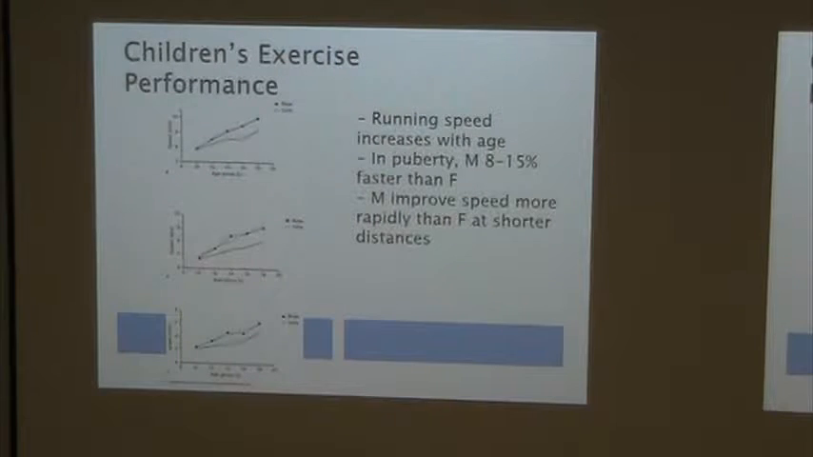So before puberty, males and females, running speed tends to be similar. Once they hit puberty, then you start to see the differences. And males, as it says, are about 8 to 15% faster than females. And that maintains itself throughout adulthood. I mean, you look at the world records in track and field, the males are faster than females. And we'll talk about reasons for that in a little bit.